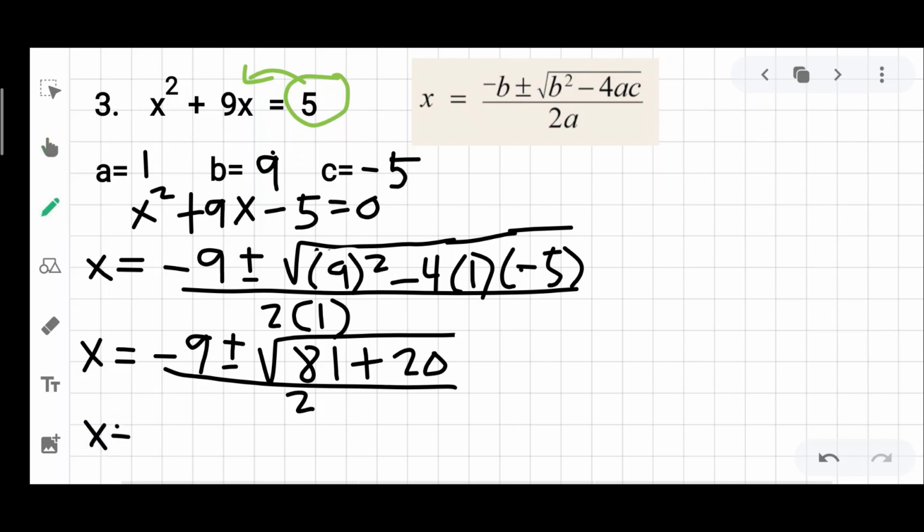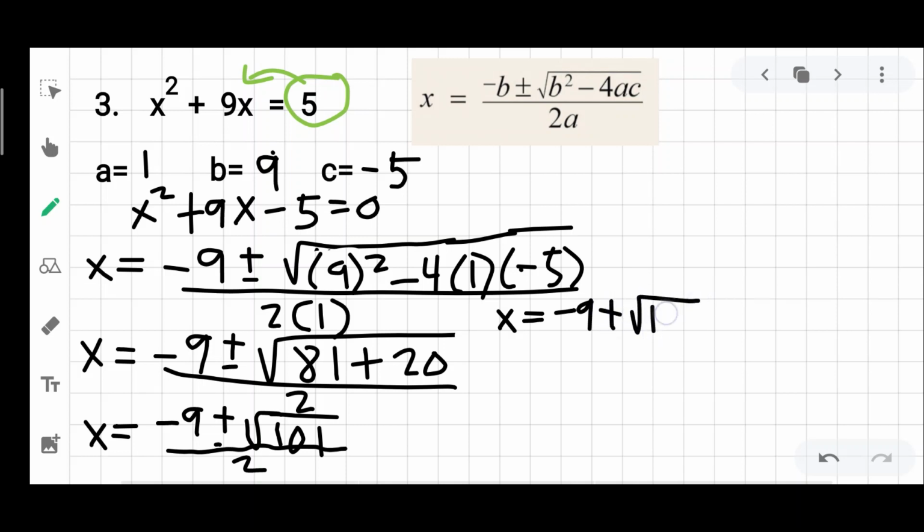Next, x equals negative 9 plus or minus square root of 81 plus 20. The answer is 101 over 2. X equals negative 9 plus square root of 101 over 2. Ito na yung equation natin. Kasi, yung 101 is not perfect square. Hindi siya perfect square. Kaya ang ginawa ko, kinopya ko na lang.